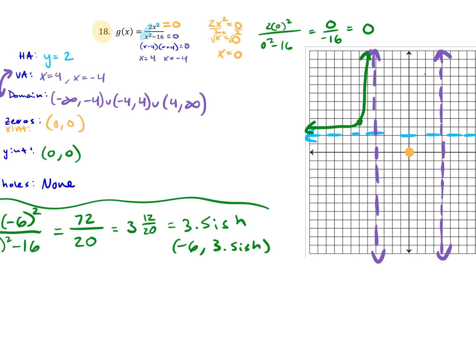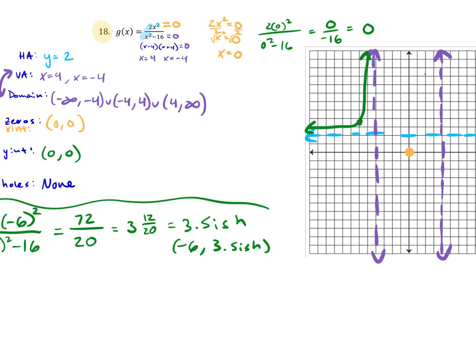Remember, your graph is going to get really, really close to the asymptote, but it's not going to cross that line. It's not going to touch. So if I had a graph that looked like this, would this be a correct drawing of my graph? No, remember your line's going to get close to the asymptote. So that would not work.